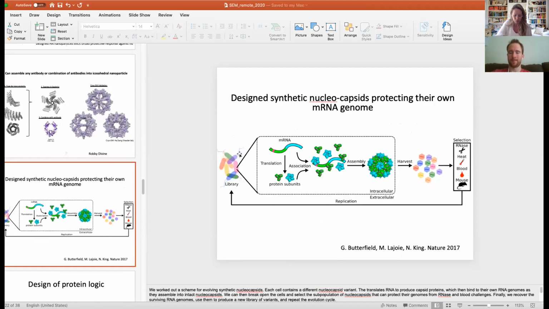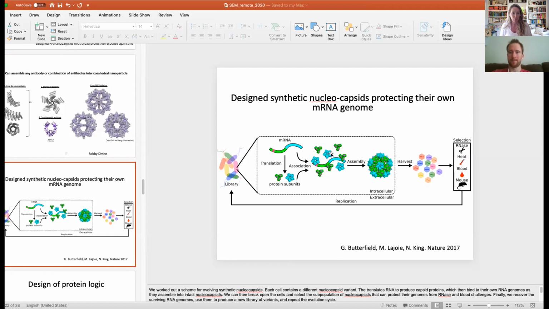Finally, we can package nucleic acid inside these nanoparticles. In this case, we're actually packaging the nucleic acid that encodes the two protein components of this capsid. So the result is we get a virus-like particle, completely synthetic though, with a protein on the outside and the mRNA on the inside.